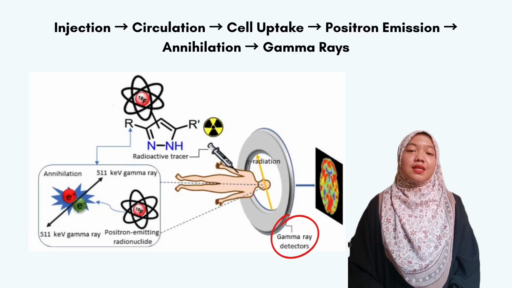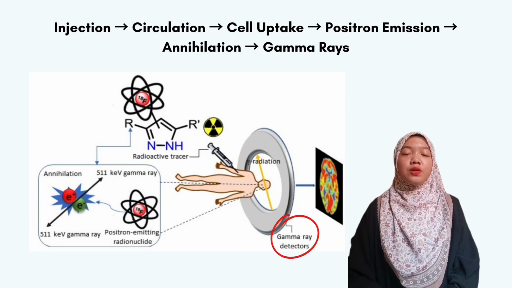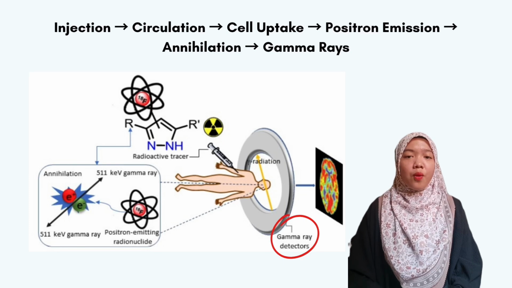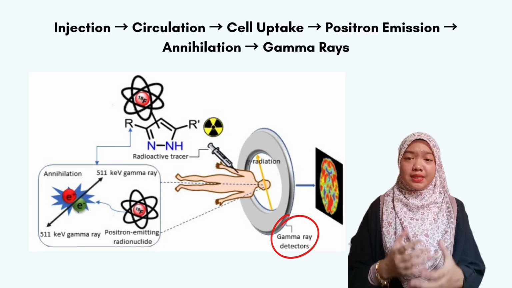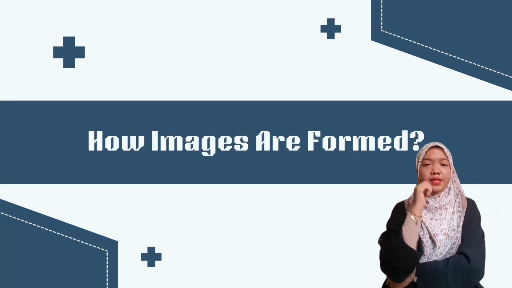The last step is detection. The PET scanner has a ring of special detectors that surround the patient. These detectors catch the gamma rays and record where they came from. A computer uses this information to figure out exactly where the FDG is inside the body. Then, how the images are formed.